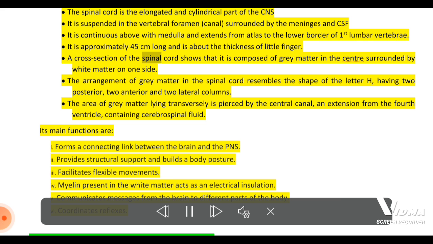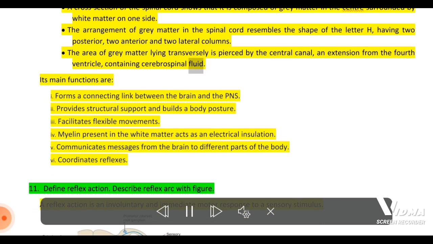A cross-section of the spinal cord shows that it is composed of gray matter in the center surrounded by white matter on one side. The arrangement of gray matter in the spinal cord resembles the shape of the letter H, having 2 posterior, 2 anterior and 2 lateral columns. The area of gray matter lying transversely is pierced by the central canal, an extension from the fourth ventricle, containing cerebrospinal fluid.